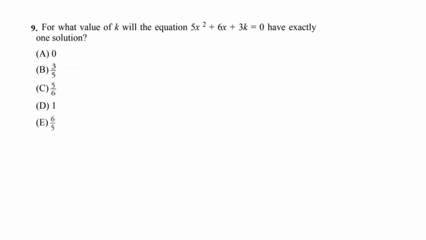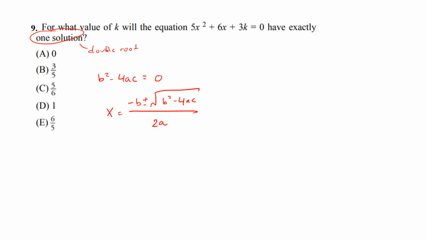Okay, number 9. For what value of k will the equation 5x squared plus 6x plus 3k equals 0 have exactly one solution? This will require us to go back and remember what we did in the quadratic review section we had before. Remember that one solution, that's the double root, happens when b squared minus 4ac equals 0. If you remember that quadratic equation, x equals negative b plus or minus the square root of b squared minus 4ac, over 2 times a.